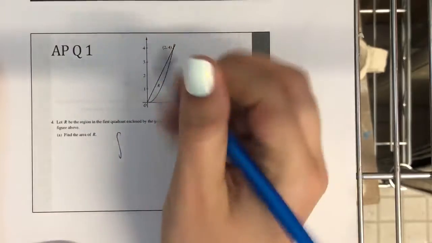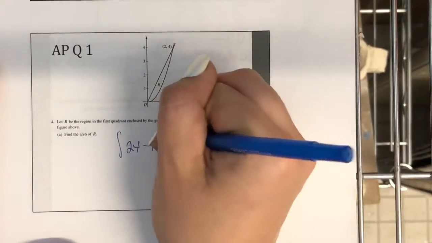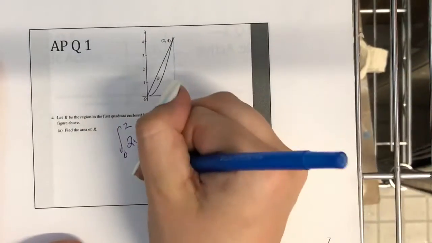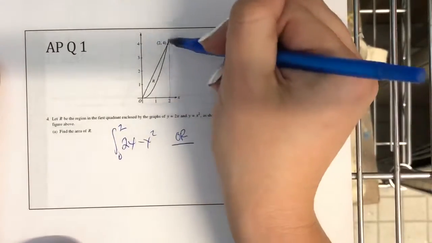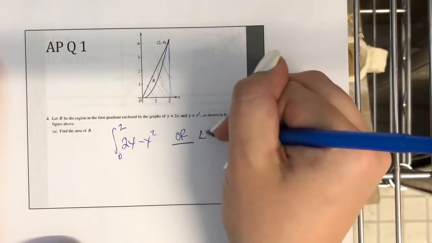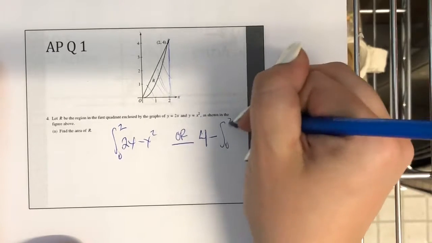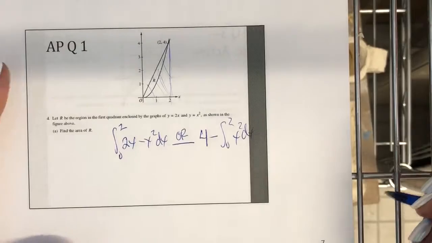All right, let's come back together. I'm going to do it completely algebraically. So my top function is 2x, my bottom function is x squared. I'm going from 0 to 2. Another way is geometrically. So I can say the area underneath 2x is just a triangle. 2 times 4 is 8, halved is 4. So 4 minus the integral from 0 to 2 of x squared dx. Okay, so I could do that too.